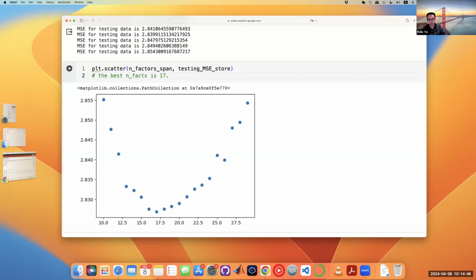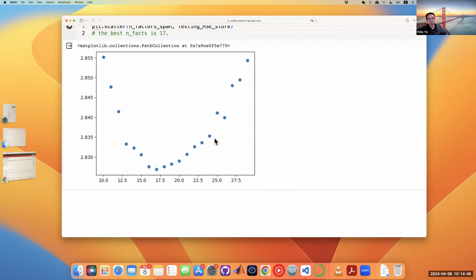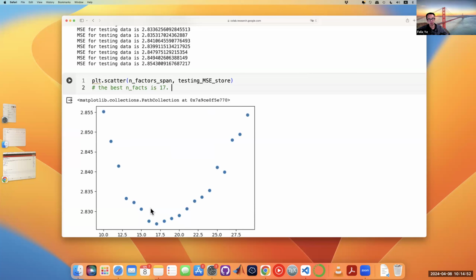So this is very good. But you can see it doesn't change too much. The highest you can get is 2.855, the lowest is 2.83. It only differs by 0.025. So it's tiny. That means if you change the number of factors, the variation is not very big. It's all equally good. But if you have to choose one, the best one happens to be 17.